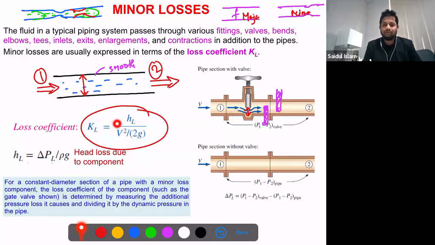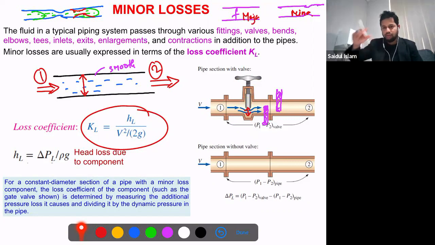This head loss is the additional head loss. Let's say we put this valve. So due to this valve, we will have some head loss. This h_L is the head loss due to the insertion of the valve. So you can increase or decrease this section by using this valve. If you want to completely block the flow, then you can do it.